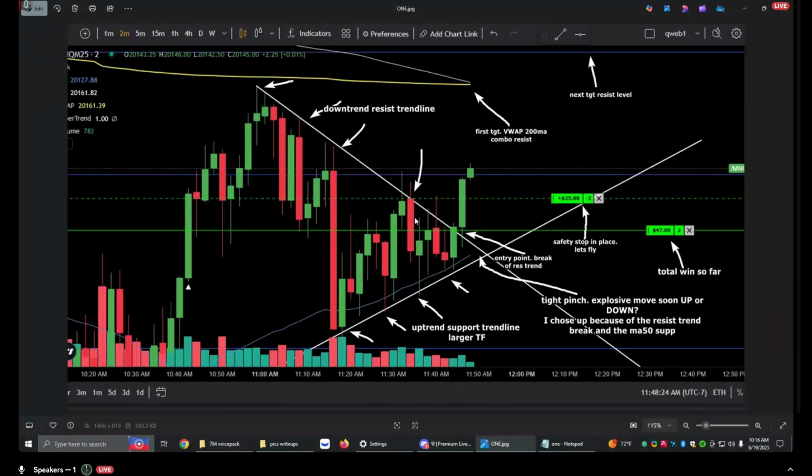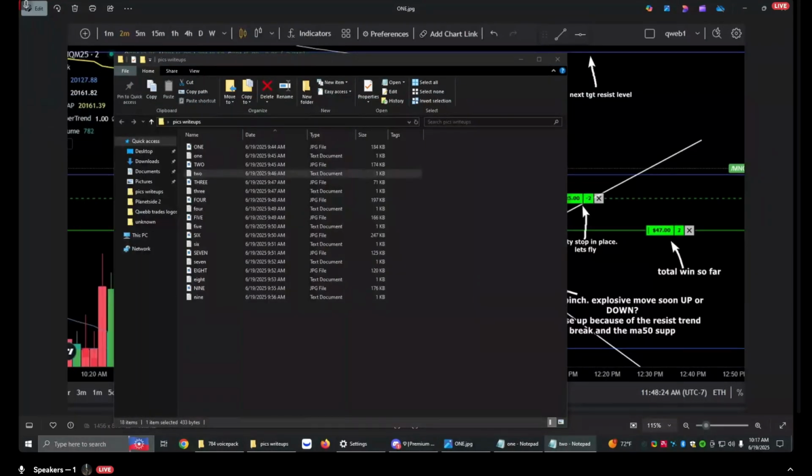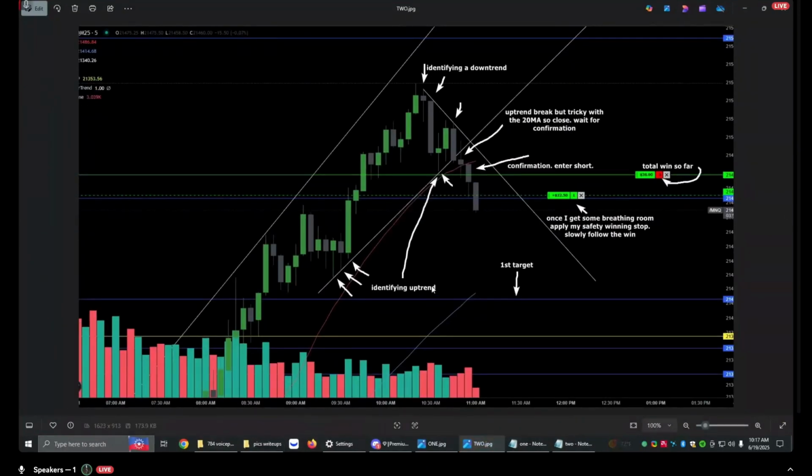Okay, I will move on to number 2. Here is my second write-up, summary picture write-up. I was able to identify both an uptrend and a downtrend where this could either break up or break down. The tricky thing here is that there was a 20 moving average also close by, which is this red line right here.